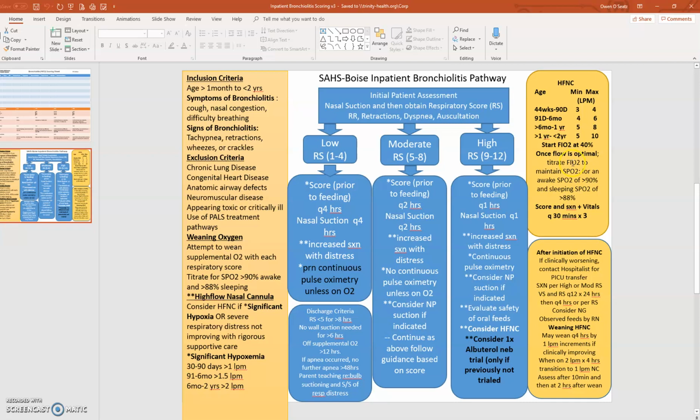The score, suction, and vitals every 30 minutes is a safety check because as we're moving a patient to high flow nasal cannula, they should be in this moderate to high range. We want to make sure that we are following the patient closely and that they're not deteriorating. So this is why you have the intense suctioning, scoring, and vitals assessment.